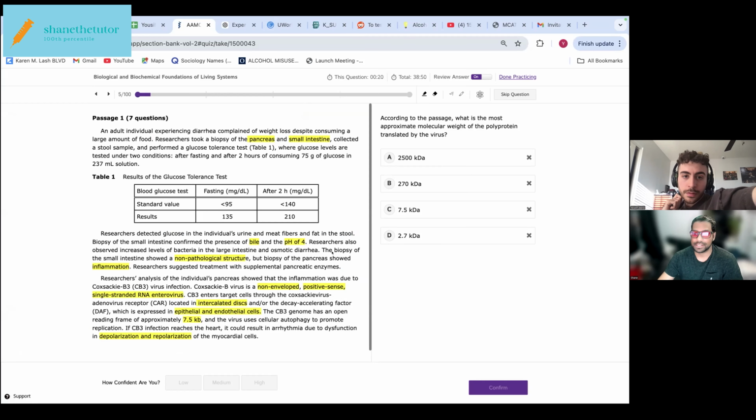I knew they were going to ask this. Except this has an extra kind of step. It says, what is the approximate molecular weight of the polyprotein translated by the virus?